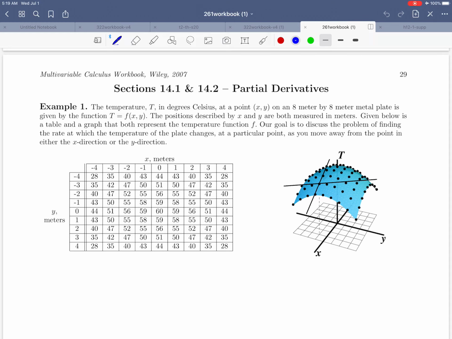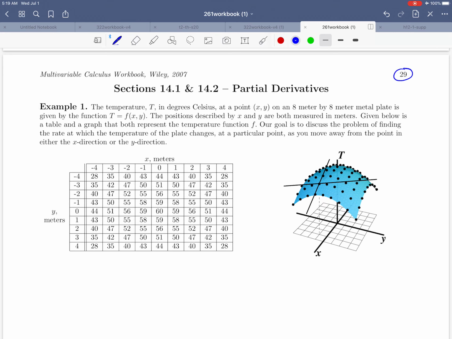Hello everybody, and welcome to the start of Chapter 14 in the workbook. We're looking at page 29 here. And the topic of this section is partial derivatives. We're going to start a discussion of finding the rate of change of multivariable functions.